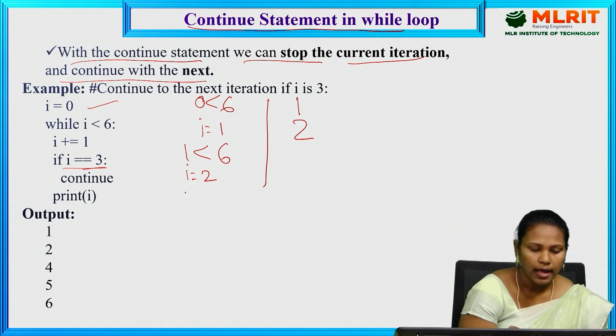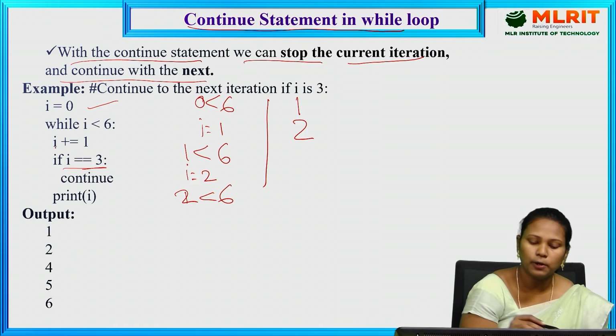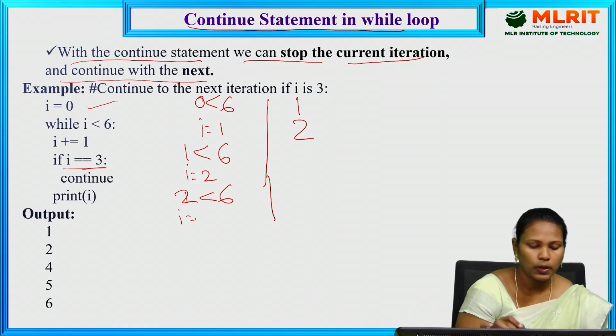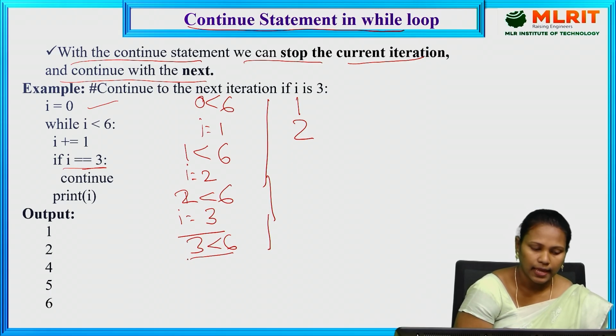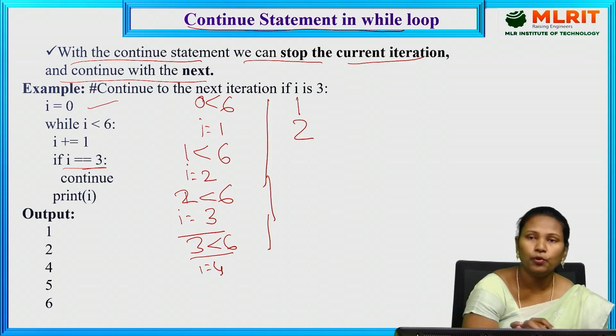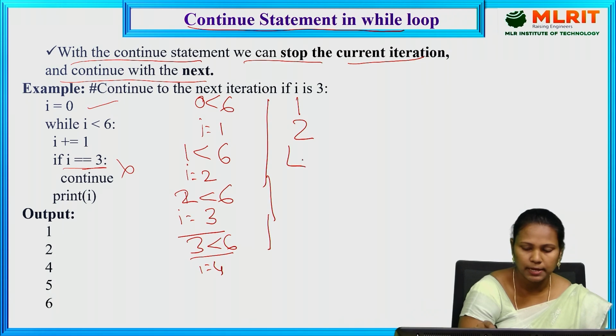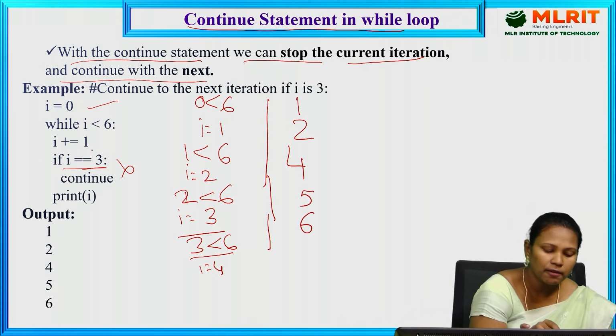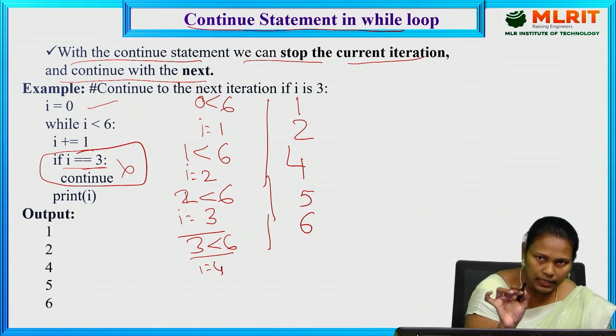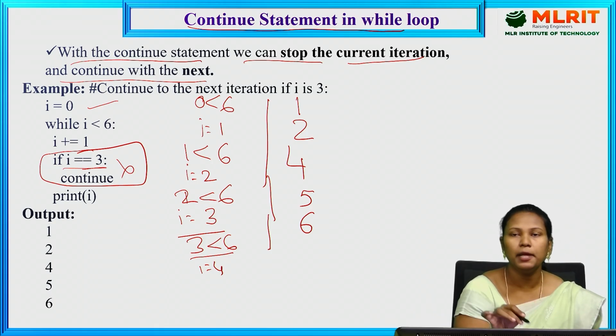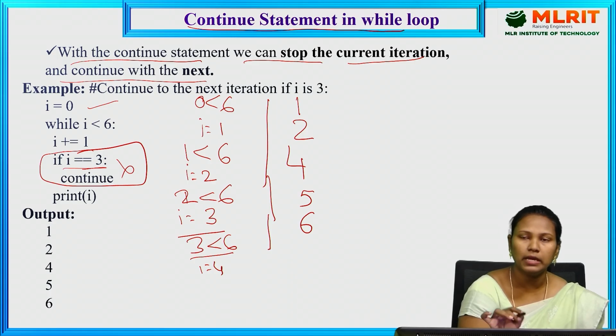Next condition, 2 less than 6. So i is updated as 3. 3 equal to 3, condition true. It skips that iteration and goes to 3 less than 6, and i is incremented to 4. 4 equal to 3, condition fail. It prints 4, 5, 6. Whenever i equal to 3, in that particular iteration it skips. Break means we need to stop the entire execution, we are coming out of the entire program.